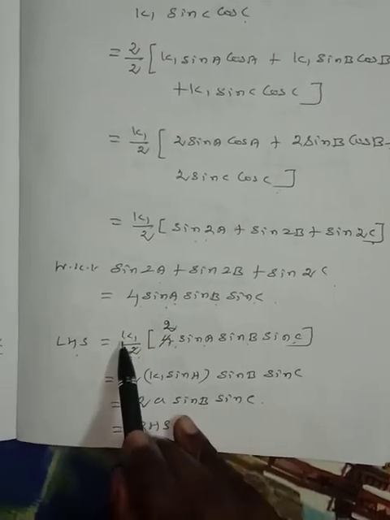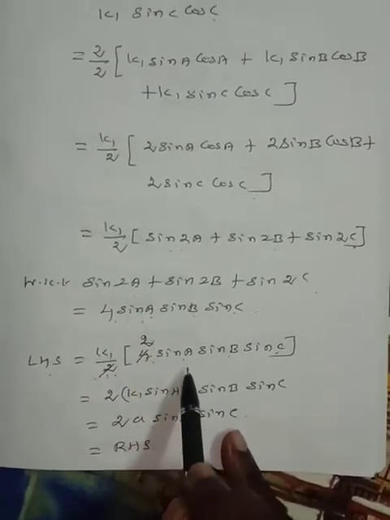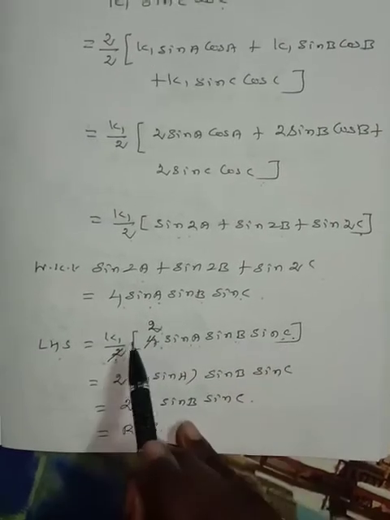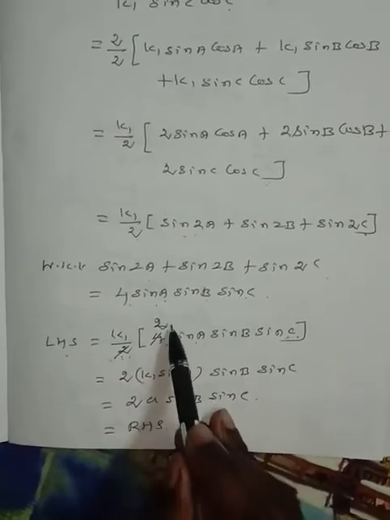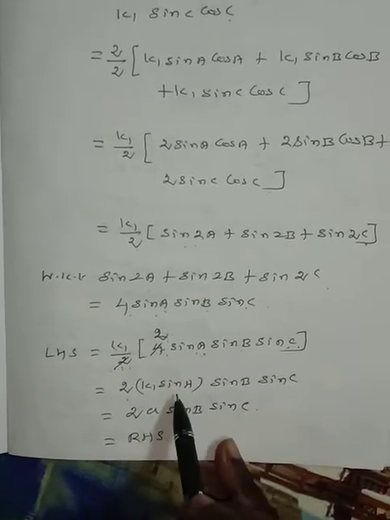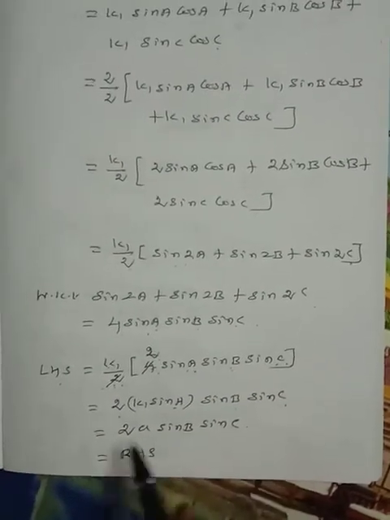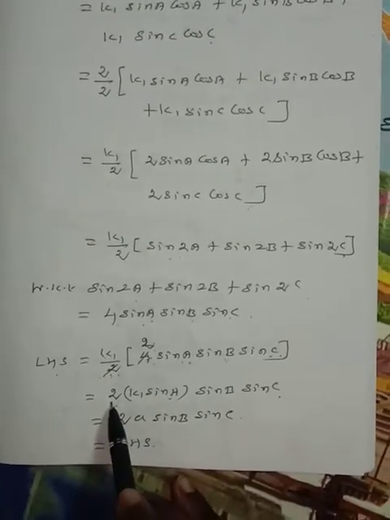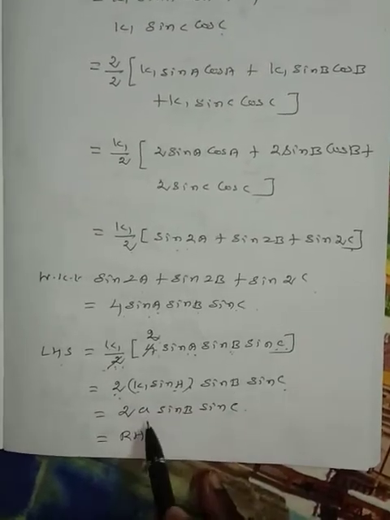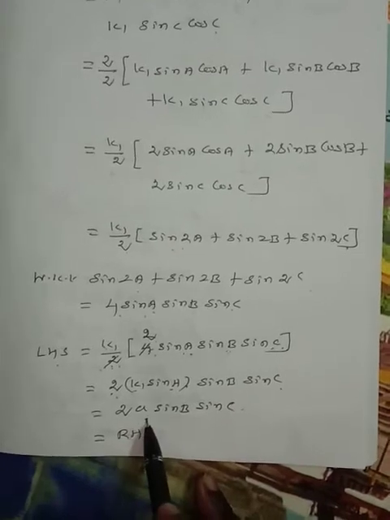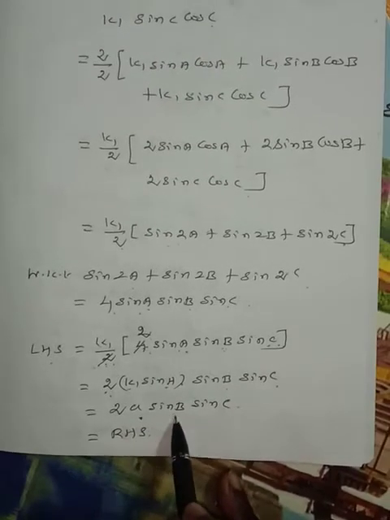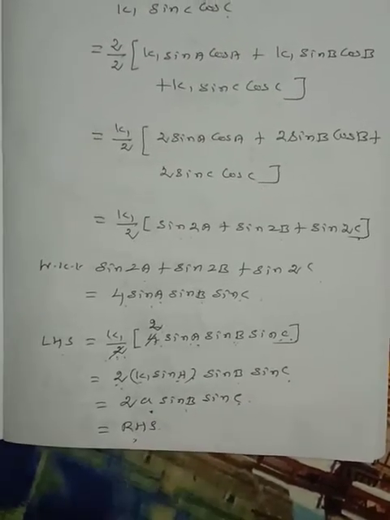Cancelling these two, we get 2 into sin a sin b sin c into k. So 2 into k1 sin a, first bracket, then sin b, sin c, second and the third. We have 2 k1 sin a, which is small side a, then sin b sin c. This is RHS. Hence the result.